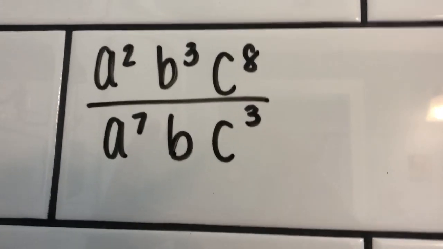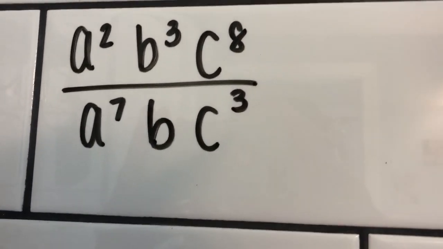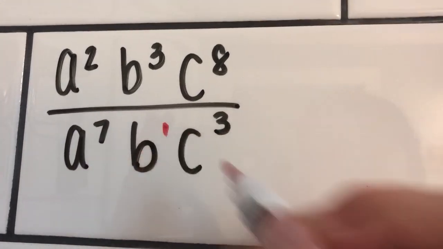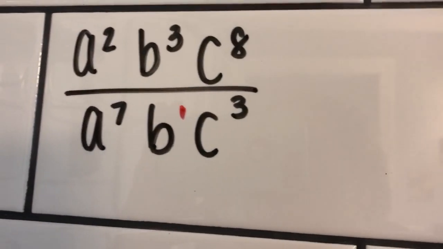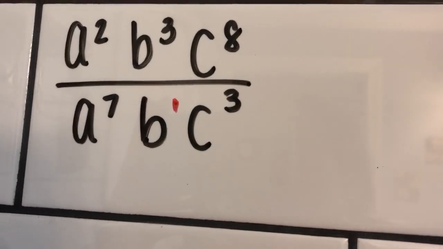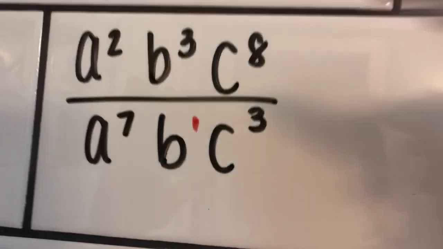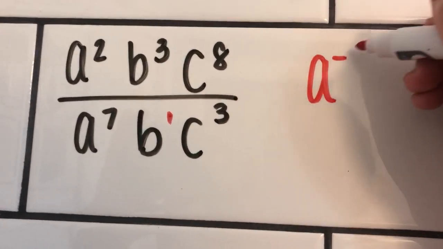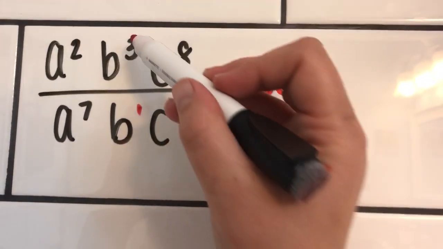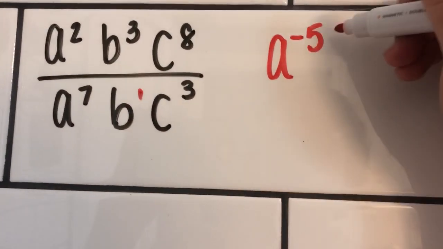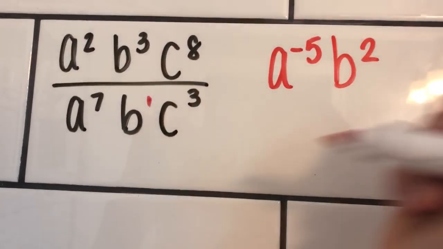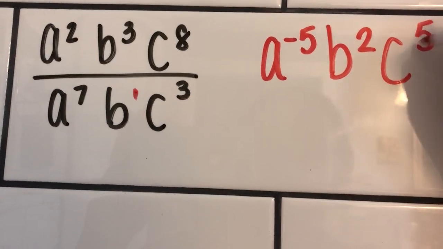The next problem we're going to be using our division rule. I have a squared b cubed c to the 8th divided by a to the 7th b, remember we're going to add that 1 in there, to the first power, c to the 3rd. So I'm going to match up my letters and I end up subtracting. Here I have 2 minus 7, so I have a to the power of -5. 3 minus 1 is 2, so I have b squared. 8 minus 3 is 5, so c to the 5th.